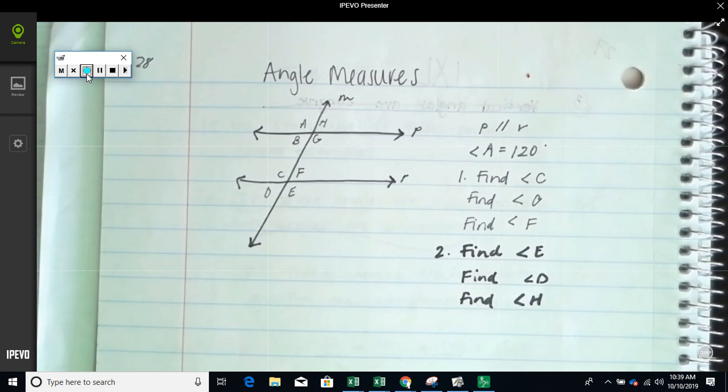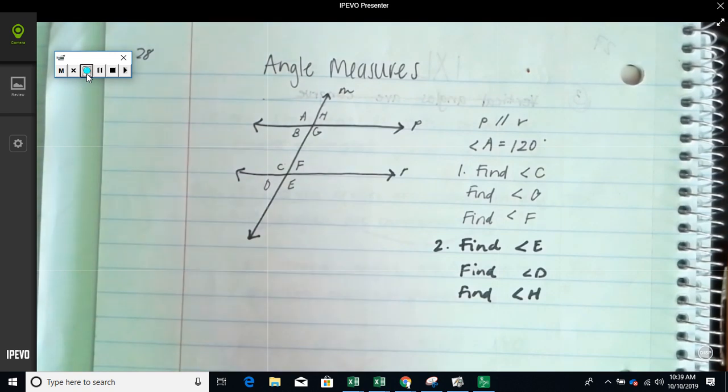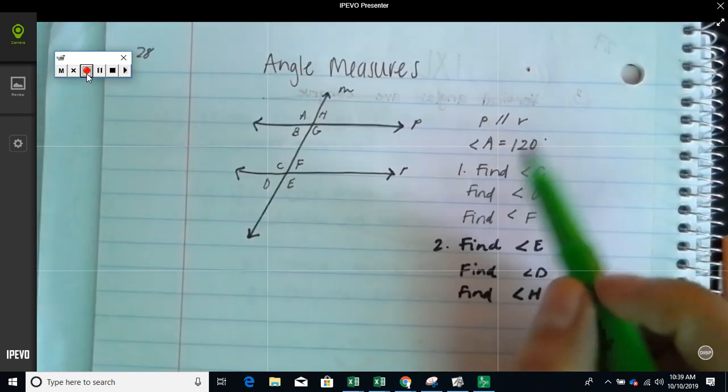Alright, so they gave us one of the angles, right? What's the angle that they gave us in the problem? A. Exactly. Here's A. A is equal to 120 degrees. So that's the first thing that I'm going to start with. I was going to look for a marker, but that's what they gave us right here.